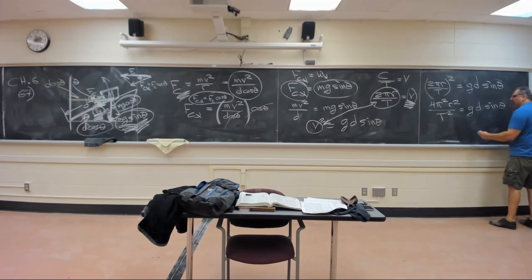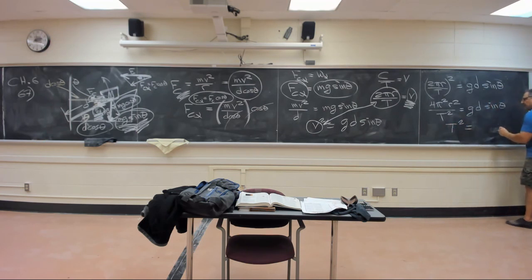Get the reciprocal of both sides. Flip both, get the reciprocal of both sides, and then multiply by 4 pi squared r squared on each side. T squared equals, right? Flip it upside down. You get 4 pi squared r squared over GD sine theta. Not bad.